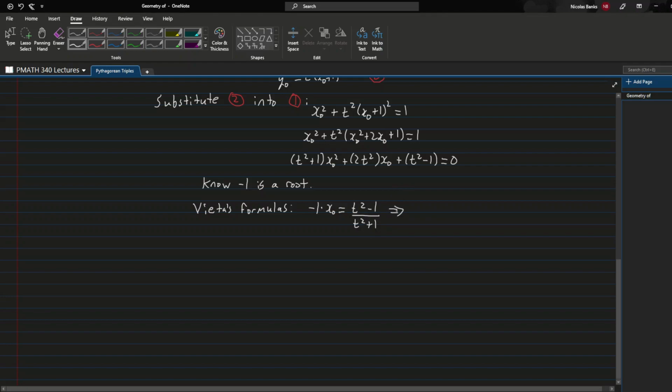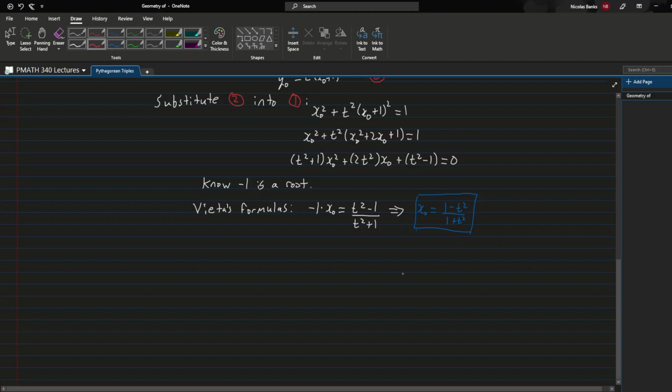So of course we rearrange that and we get x naught equals 1 minus t squared over 1 plus t squared. Just rewrote the bottom so it looks a little bit more symmetric, I guess. Okay, so we have an expression for x naught in terms of t.